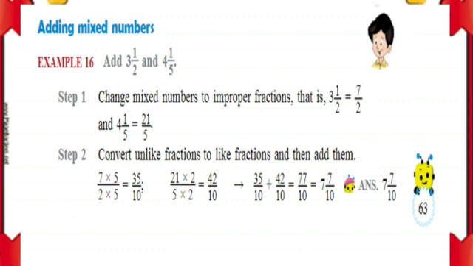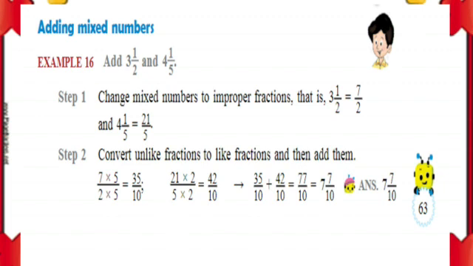Let us see an example of how to add mixed numbers. Example 16: add 3 1 by 2 and 4 1 by 5. The first step, if it is a mixed number, you should convert the mixed number into an improper fraction. So when you convert 3 1 by 2 and 4 1 by 5, you get the improper fractions 7 by 2 and 21 by 5.